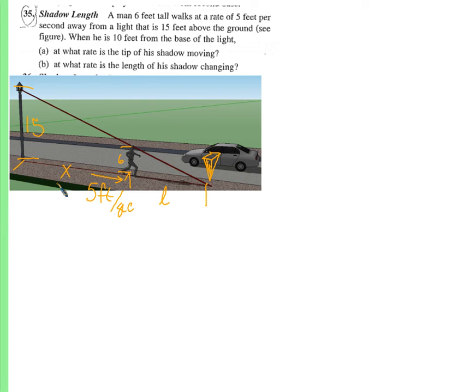So we want to know about how fast this is moving. So that means what distance do we want to know something about? The tip of the shadow, where the tip of the shadow is from the light post. We want to know that length of the triangle plus L, the X plus L. We want to know this entire length of that big triangle. And of course, recognizing these triangles is going to be pretty useful. We want to know something about X plus L.